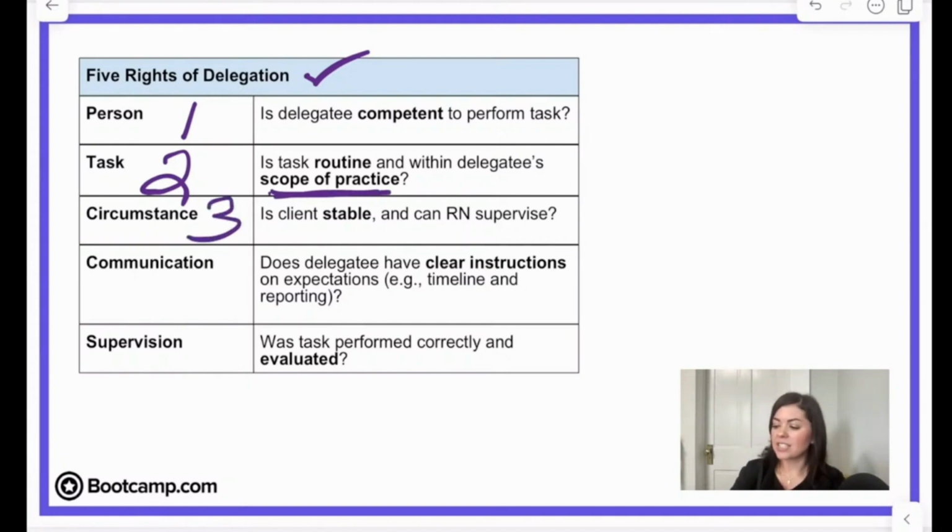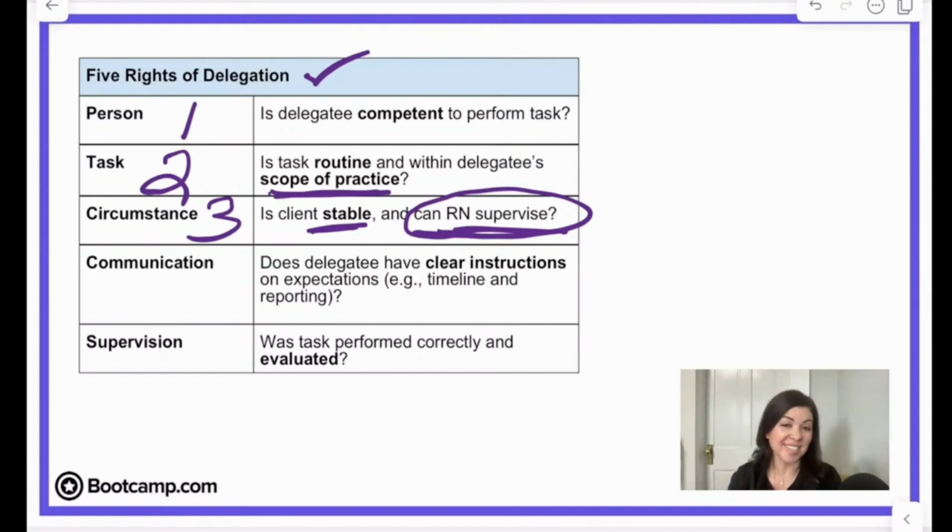The third right is circumstance. Is that client stable? And can the RN supervise? We all know that delegation is very commonly used, but it's really commonly used whenever we're busy. Here's a little tricky thing: a lot of times whenever we're busy, we want to delegate, but the RN must always be readily available when they've delegated a task to be able to assist, answer any questions, and help.